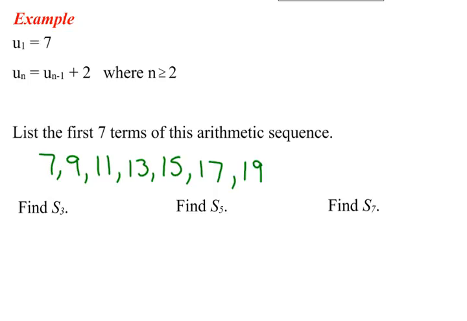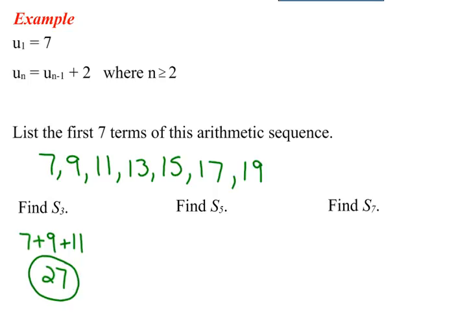Now the next 3 questions here at the bottom are all series questions. The first question says, find S sub 3. Well, S sub 3 means add up the first 3 terms of the sequence. So we're going to add 7 plus 9 plus 11. 7 plus 9 is 16. 16 plus 11 is 27. So S sub 3 equals 27.